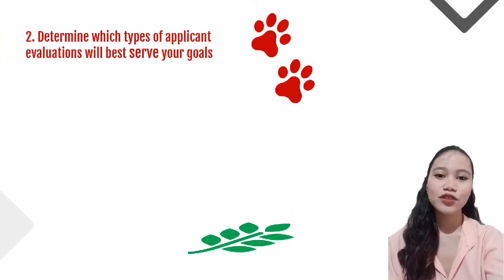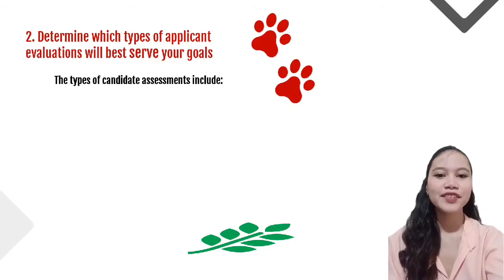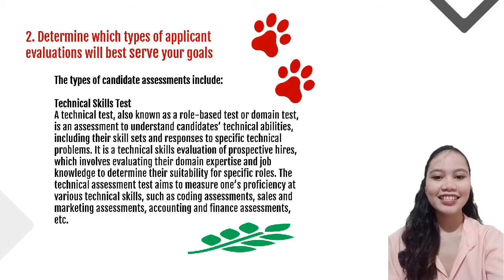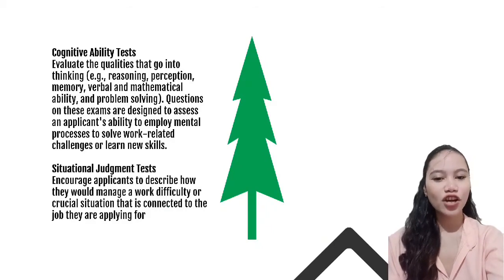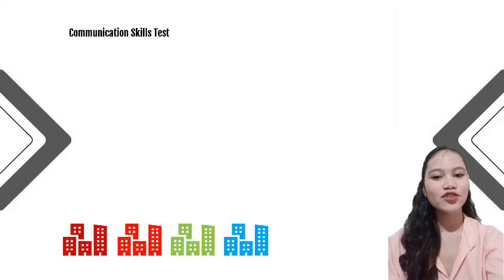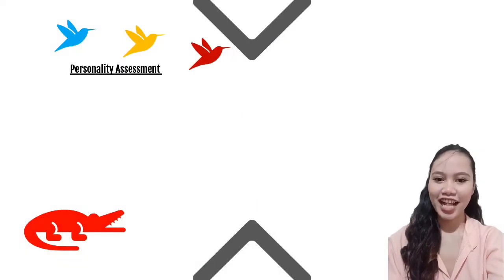Second, you have to determine which types of applicant evaluations will best serve your goals. After you have stated your goal, you will need to figure out what kind of assessment you'll use to evaluate the candidate's abilities, personality, and capacity to perform. The types of candidate assessments include technical skills test, cognitive ability test, situational judgment test, communication skills test, job simulation test, and personality assessment.